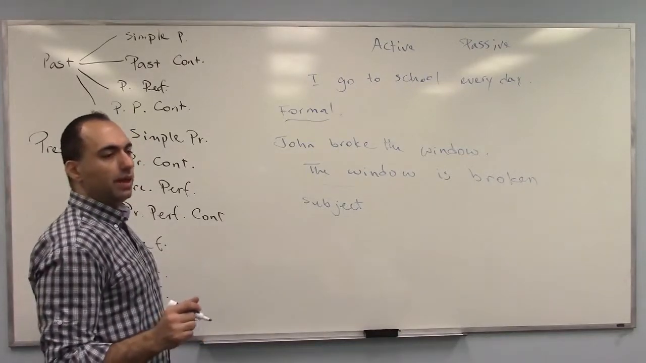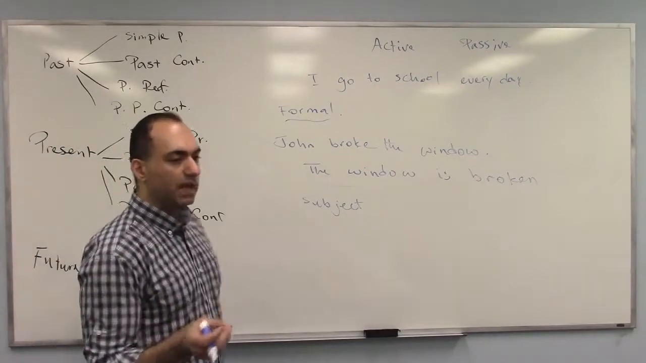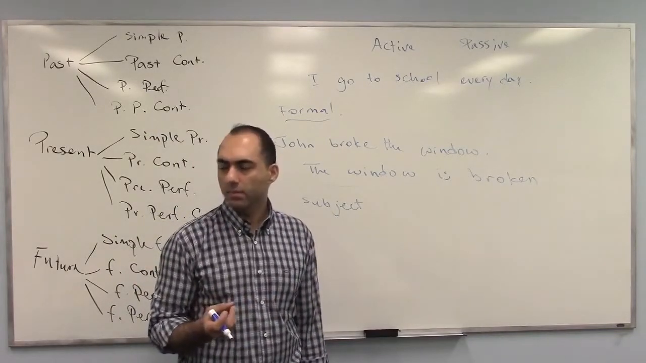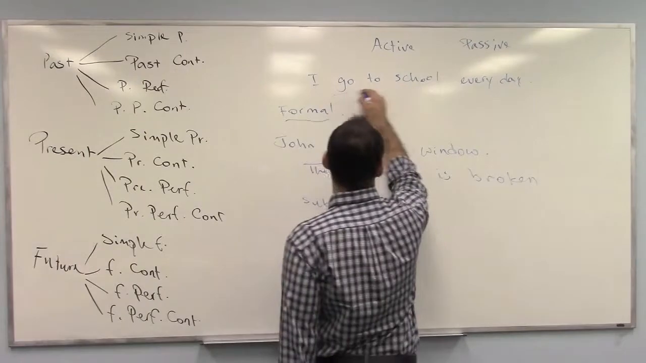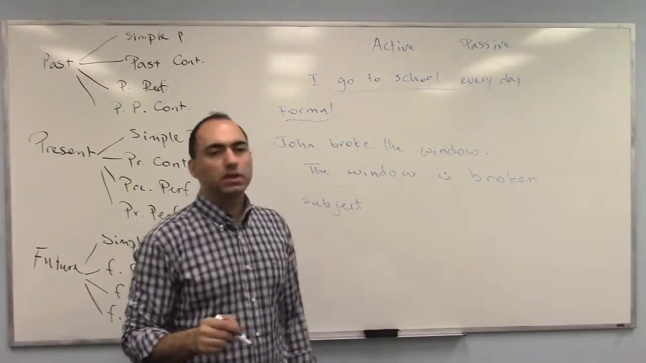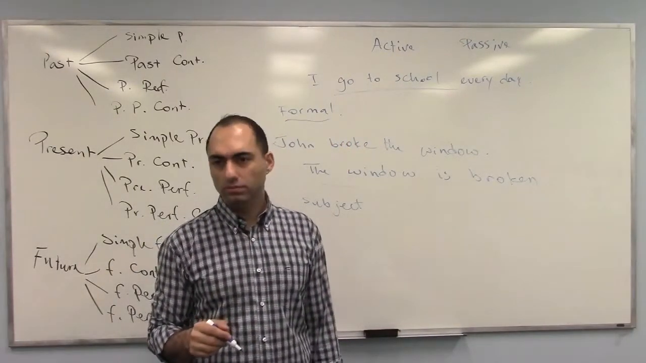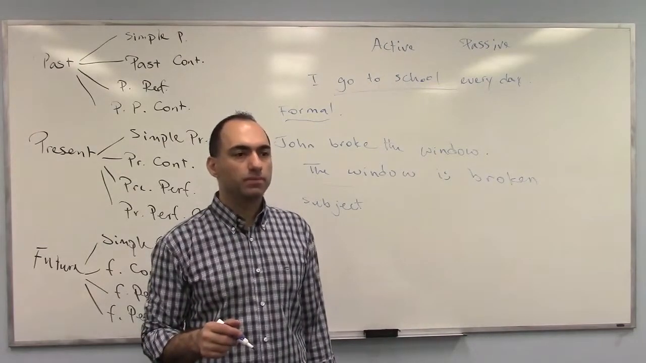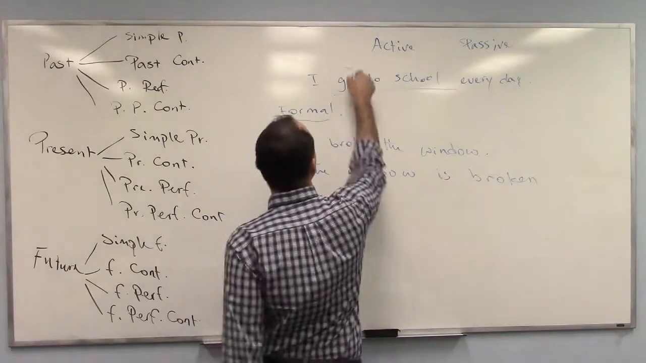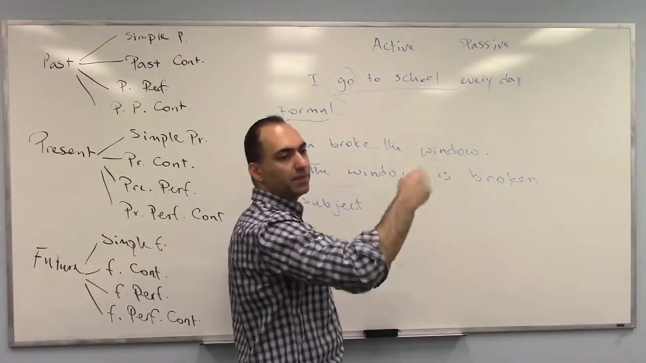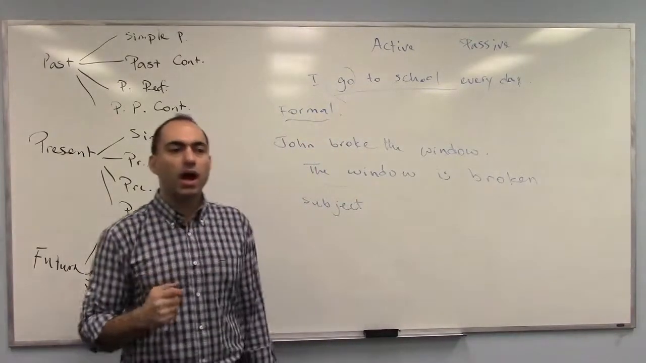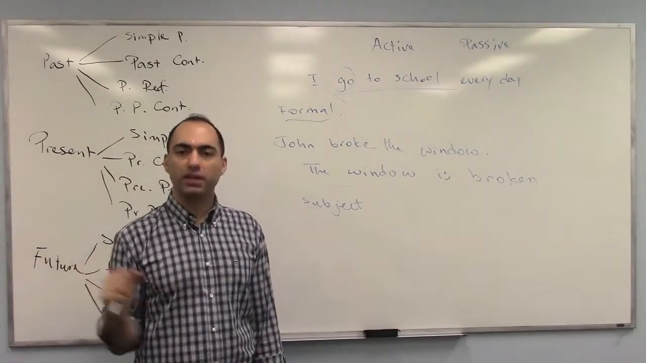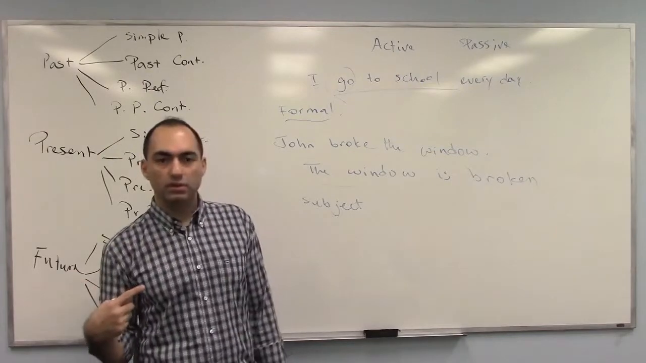So basically, some sentences cannot be made passive. Some verbs cannot be made passive. Why? Because if I go to school, can I say school will be gone to? No. Why? Because go cannot be made passive. I come home. He's coming. He's being come.